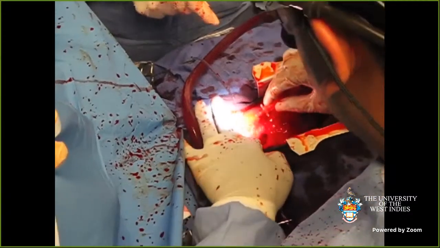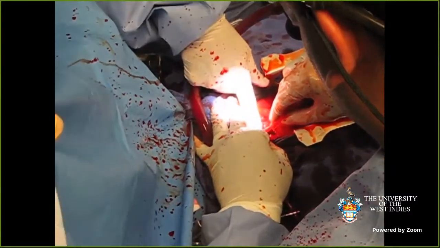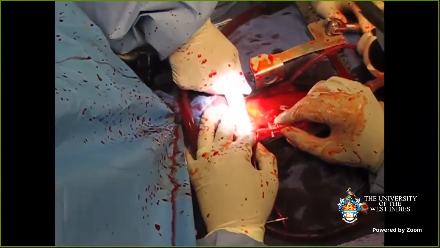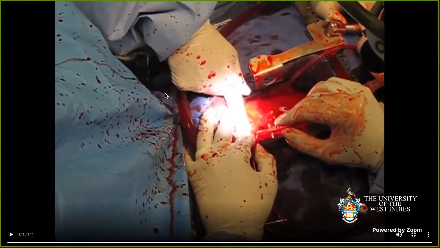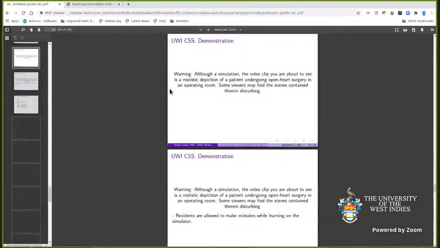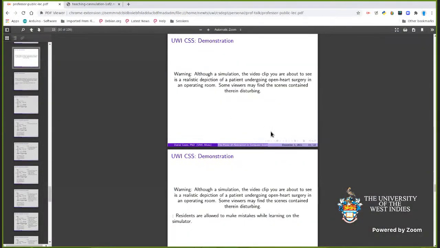In fact, right now, the instructor is telling him, look, if this ever happens in real life, you need to call your attending surgeon to come and help you. Don't keep doing this over and over. Now, remember where we're at.